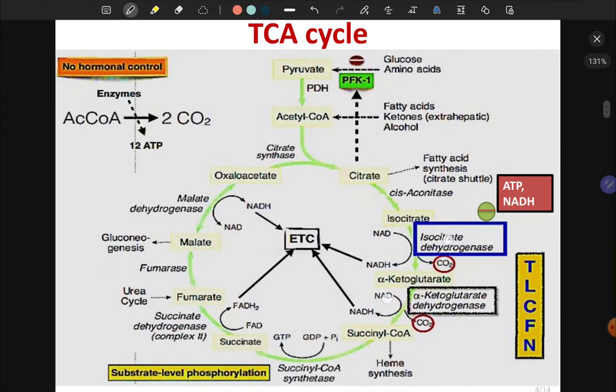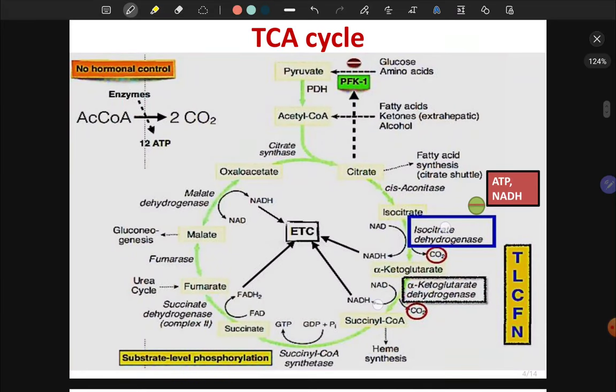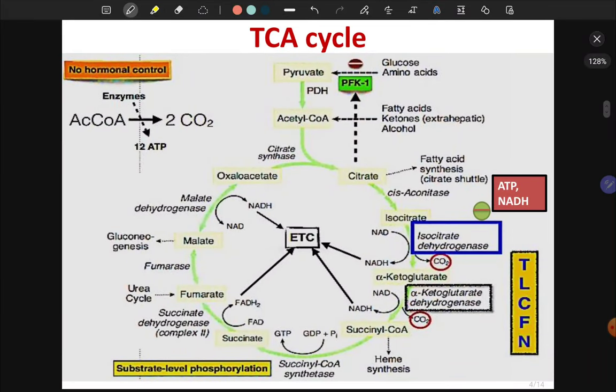So listen carefully. It starts with the pyruvate. As we said, the PDH enzyme converts it to acetyl-CoA. Acetyl-CoA can have many other sources, but that's not our matter right now because we are not talking about other pathways. Just know that the acetyl-CoA generated is the start of the TCA cycle. There is no hormonal control of the TCA cycle. No hormone will interfere with the cycle. The regulation happens by other molecules.